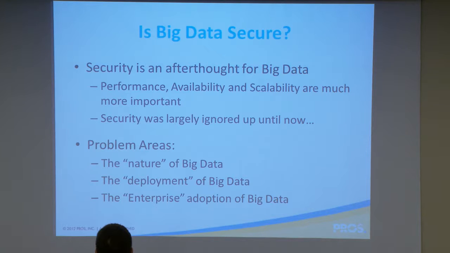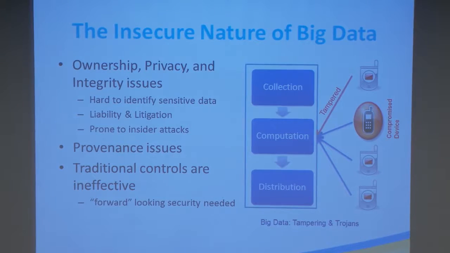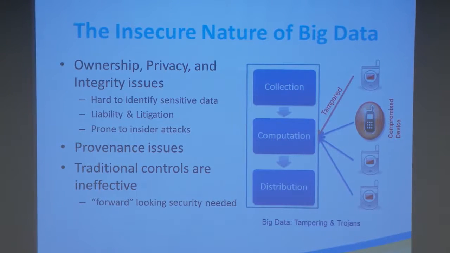The not so secure nature of big data basically boils down to issues with ownership, privacy, integrity. It's very hard to identify sensitive data in some cases because data has variety, right? Dynamically you can start adding new columns, new attributes to your column family. Unlike a typical RDBMS, it's very hard to define a schema and say this is what I'll be accepting. That makes it harder to identify sensitive data. There's no password field. It could be called anything. It could come in many different forms.